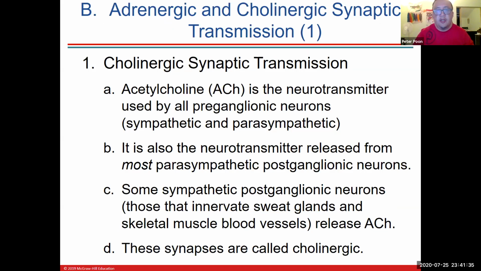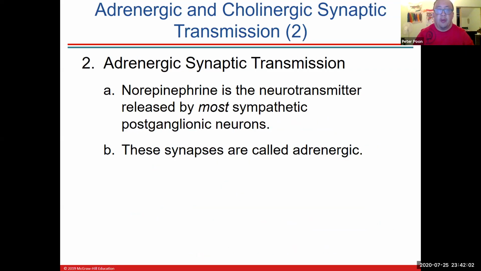The cholinergic synaptic transmission. Acetylcholine is a neurotransmitter used by all preganglionic neurons. However, it's not always the transmitter in the postganglionic neurons, especially for sympathetic. Some sympathetic postganglionic neurons release ACh, others release norepinephrine.